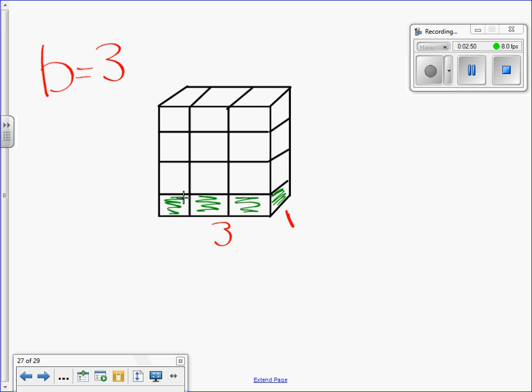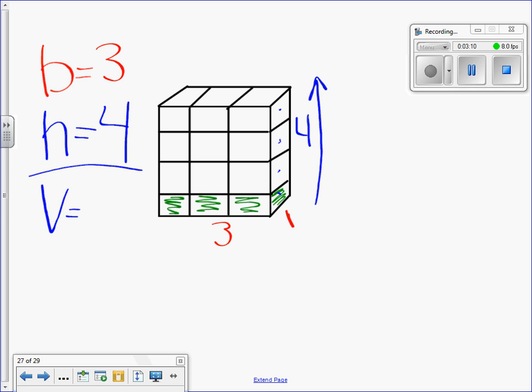Now again, my base floor is 3. I've got to find the height. Okay, my height is 1, 2, 3, 4. My skyscraper is 4 floors high. So 4 times 3 equals a volume of 12 inches cubed. Now if this was centimeters, it'd be centimeters cubed. The reason it's cubed again is because this is saying that there's 12 cubes in this three-dimensional shape. You could count them out again if you wanted to.